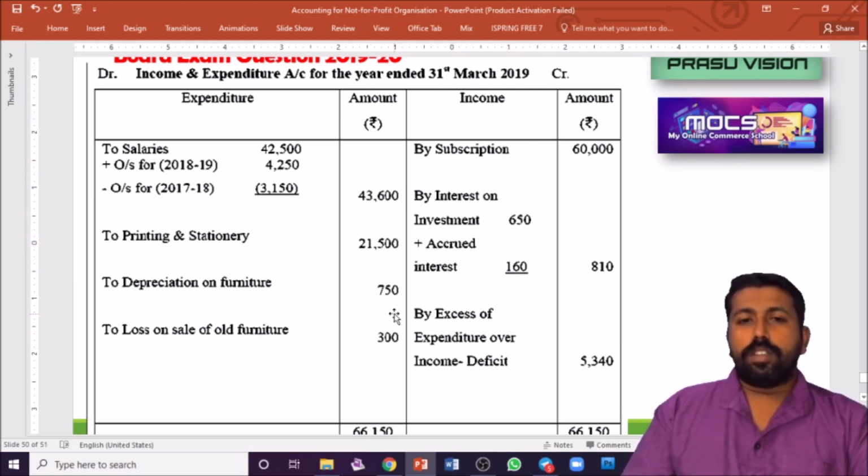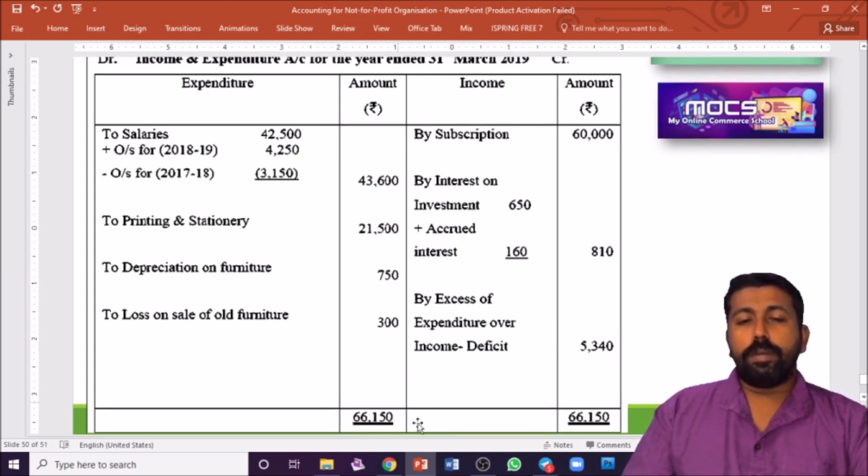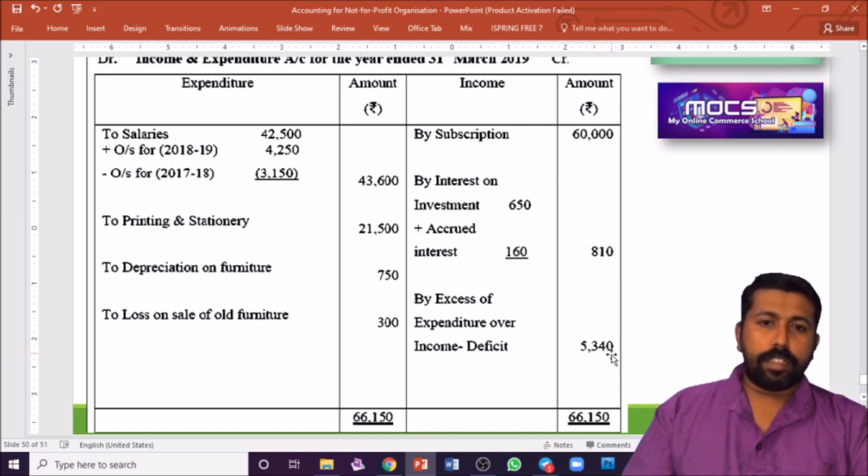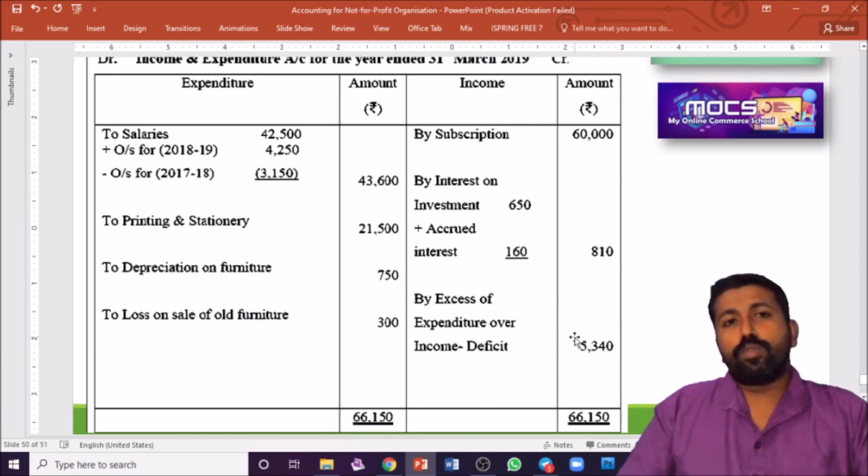And the total amount of the debit side is 66,150, less what we are getting as the total, 60,008.10. That will be deducted. At that time we will get the amount 5,340. That is the deficit. So my dear students, in this way we have to prepare the final account. This is the problem they asked last year. I hope it is very clear for you.